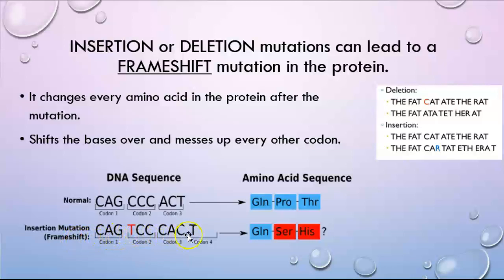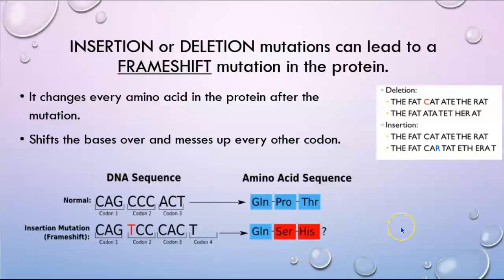GACTCC, CACT. So at this point, there's an extra nucleic acid. This would have been an insertion mutation because you have an extra or several extra nucleic acids that you didn't have before.